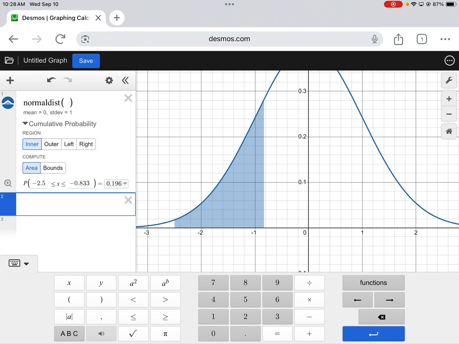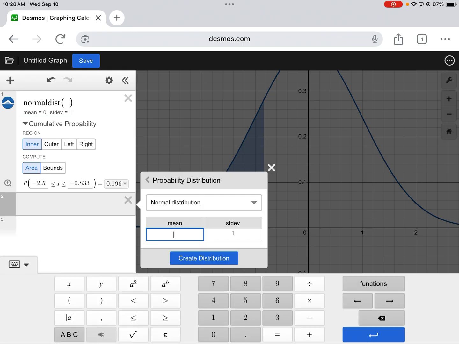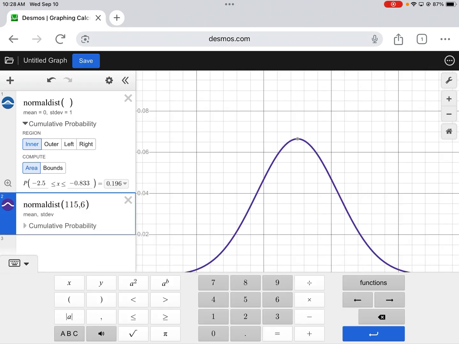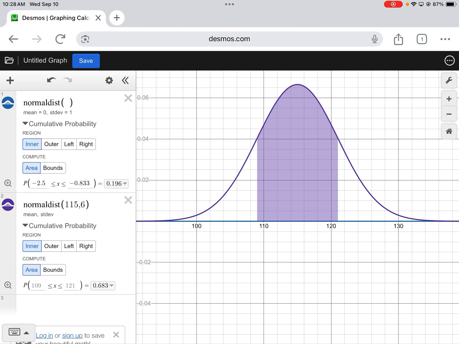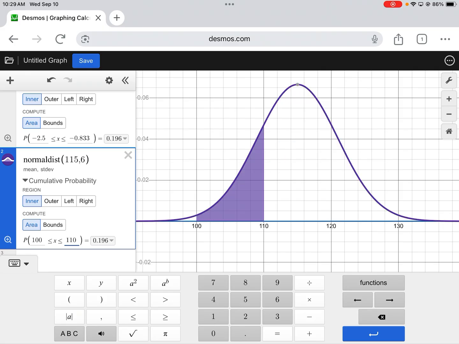Okay, so here's another way to get to it. I think there's a few different ways. You can type it in normal dist, but let me just show you the other one. You don't have to do it, but you go to plus, you click inference, you choose probability distribution. And then you do your mean and your standard deviation. And that creates it. And then we did the 100 to 110. Okay, there we go. So it comes out to be the same answer.